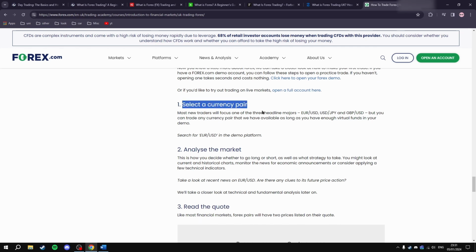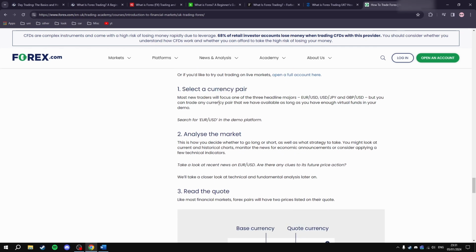Select a currency pair. Most new traders will focus on one of three headline majors: EUR/USD, USD/JPY, and GBP/USD. But you can trade any currency pair that we have available as long as you have enough virtual funds in your demo.